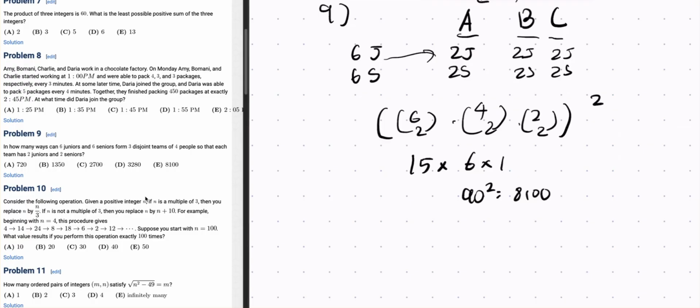But as I said before, we don't need to label this exactly A or B. We can swap them around. So we also need to divide for rotations. So 8100, we have to divide by 3 factorial, which is 6, and that's going to give us 1350, which is answer choice B.